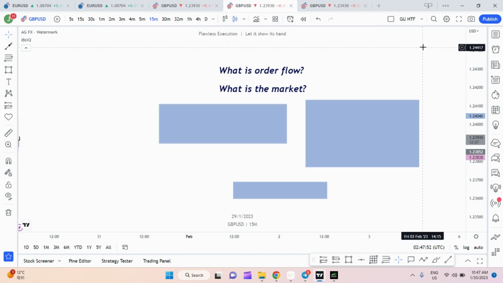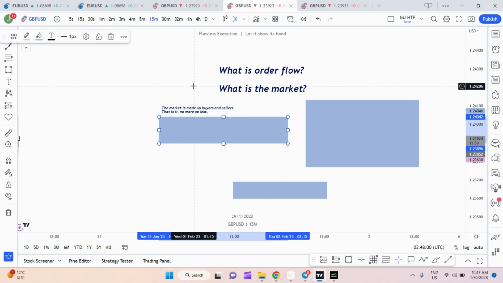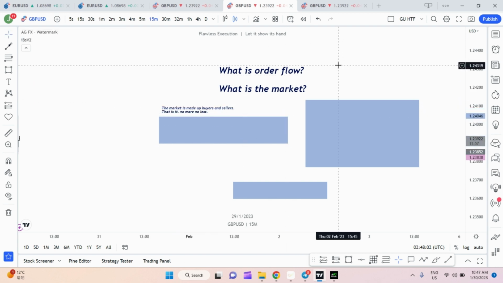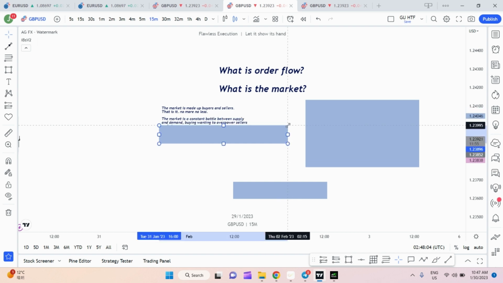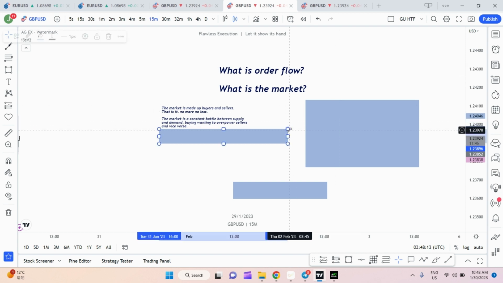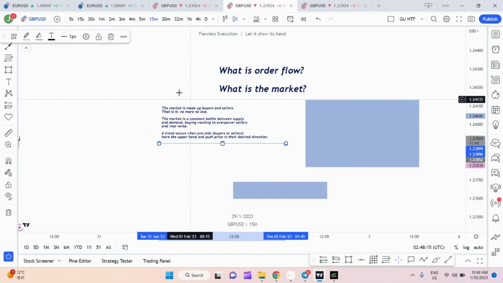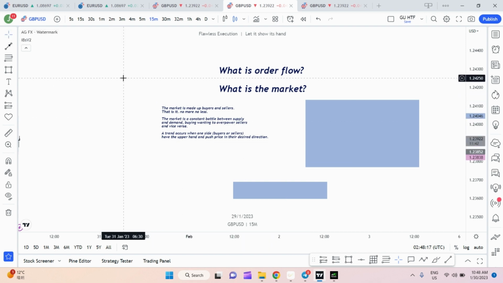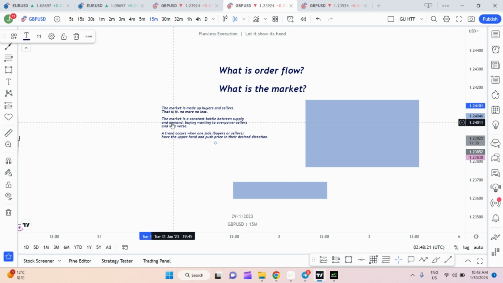So, number one, what is order flow? Now, for us to be able to understand order flow, we need to understand what the market is. The market is made up of buyers and sellers. That's it, no more, no less. The market is a constant battle between supply and demand, buyers wanting to overpower sellers and vice versa. And a trend occurs when one side, either buyers or sellers, has the upper hand and pushes price in their desired direction.